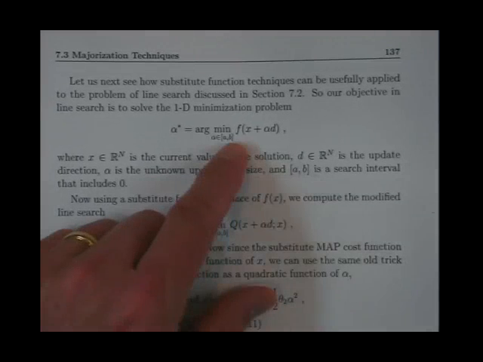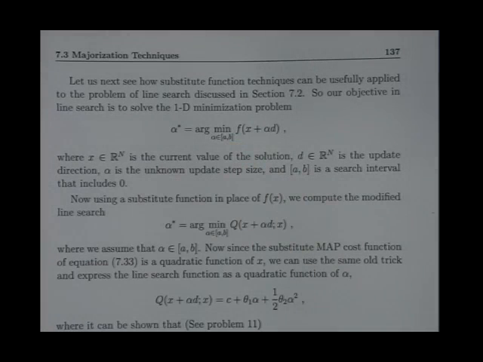So this is the optimization. I'm sorry, I should have turned off my phone. I don't even know how to turn it off. Okay. There it goes.